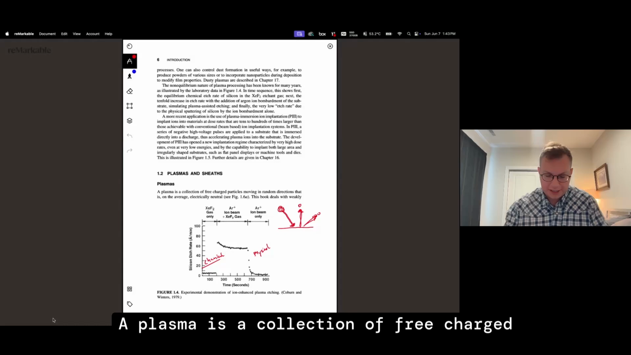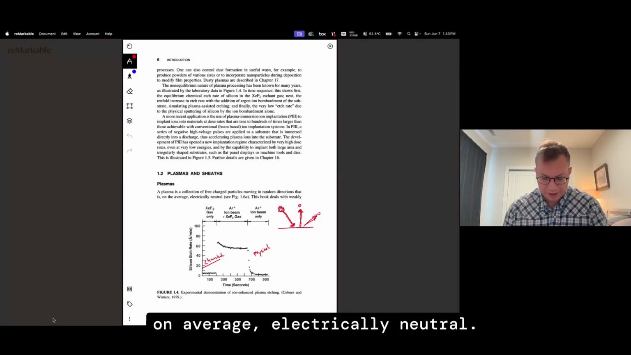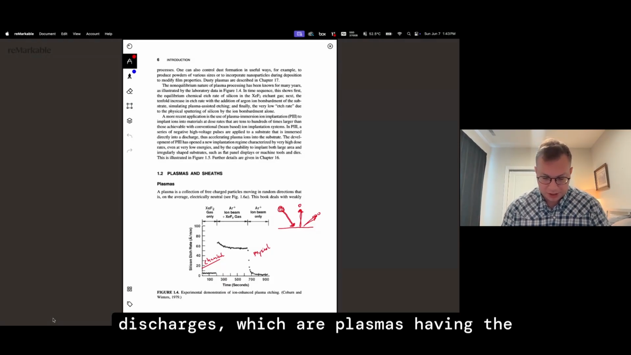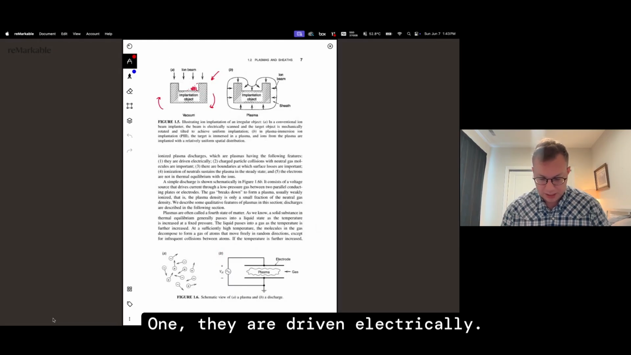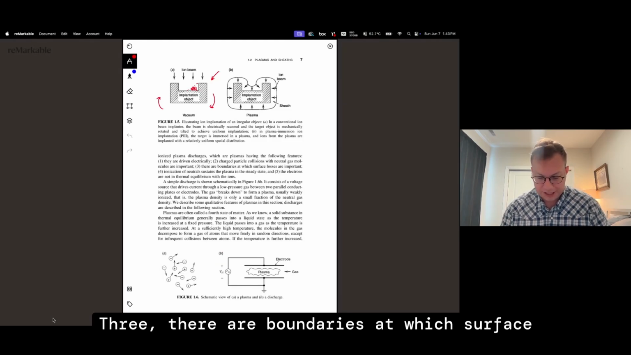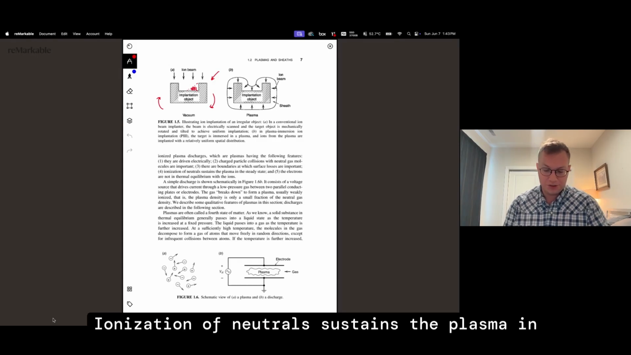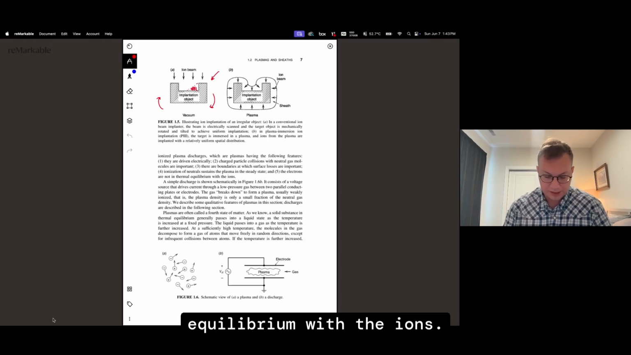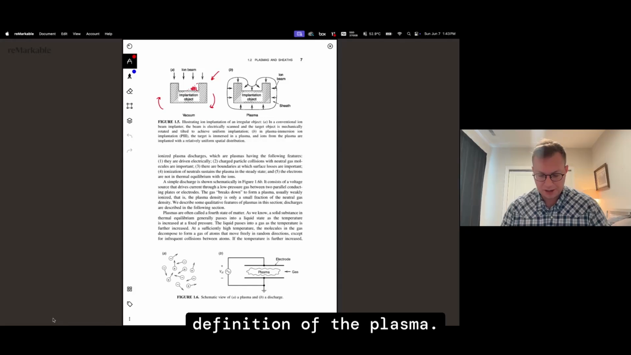So plasmas. A plasma is a collection of free charged particles moving in random directions that is, on average, electrically neutral. This book deals with weakly ionized plasma discharges, which are plasmas having the following features. 1, they are driven electrically. 2, charged particle collisions with neutral gas molecules are important. 3, there are boundaries at which surface losses are important. 4, ionization of neutrals sustains the plasma in the steady state. And 5, the electrons are not in thermal equilibrium with the ions. Okay, so here we just get our general definition of the plasma.